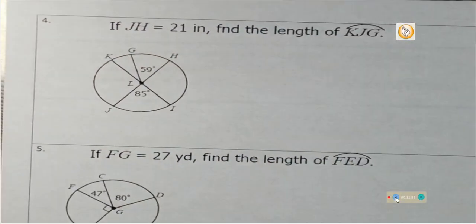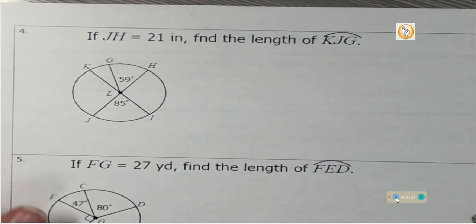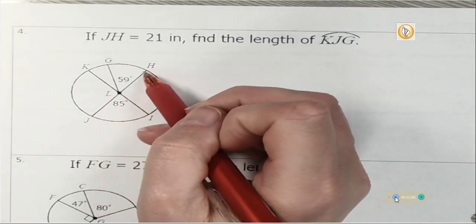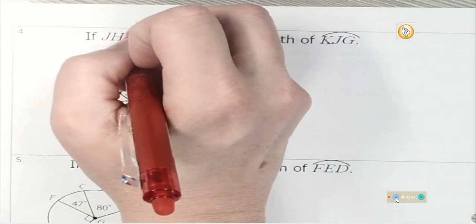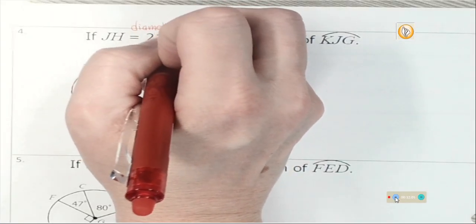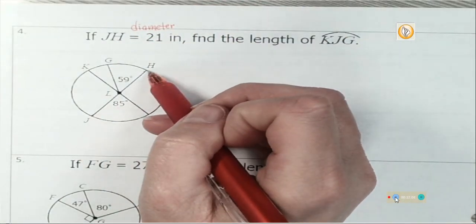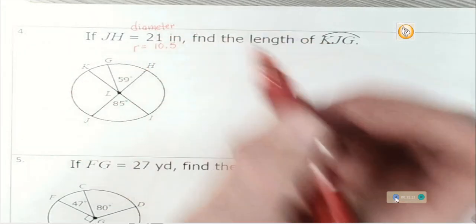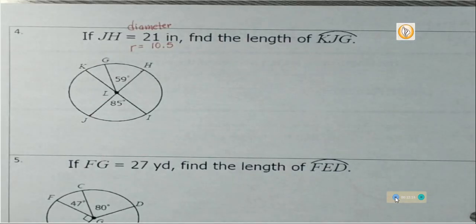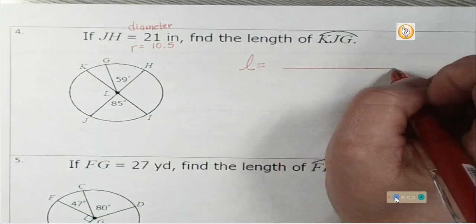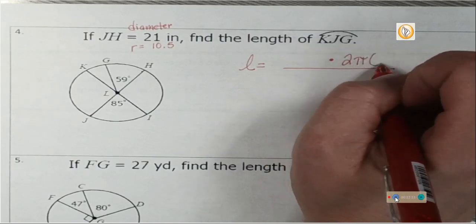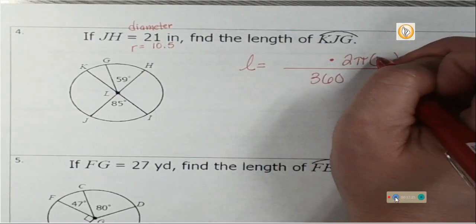Alright, so let's flip over and look at number 4. Number 4 says, if JH is 21, is that a diameter or a radius? That's a diameter. It's all the way across. So what's my radius going to be? 10.5. Okay, so 21 divided by 2 is 10.5. So now I'm going to find the length. My length formula is degrees times 2 pi r over 360, and we just found out our radius is 10.5.